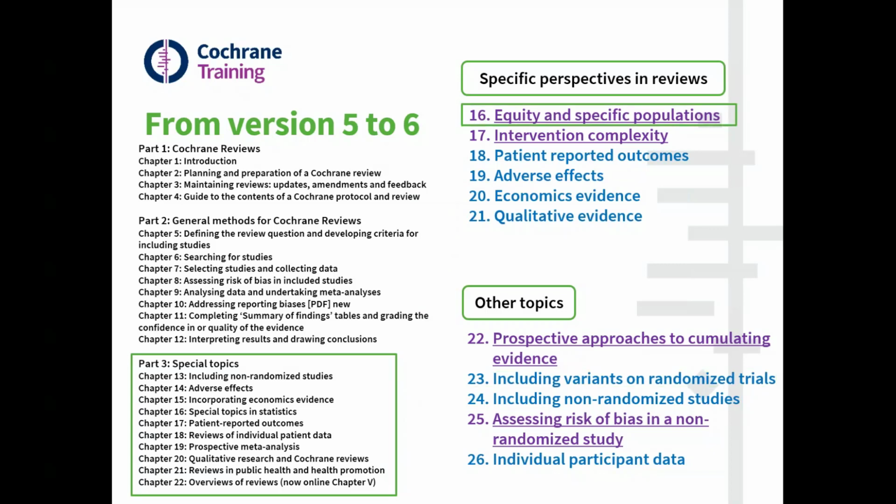Right, and in terms of new chapters in these areas, we've got a new chapter on equity, which is chapter 16 there. We've got a chapter on including variants on randomized trials, so crossover trials and that kind of thing. And we've got a new chapter on assessing risk of bias in non-randomized studies.